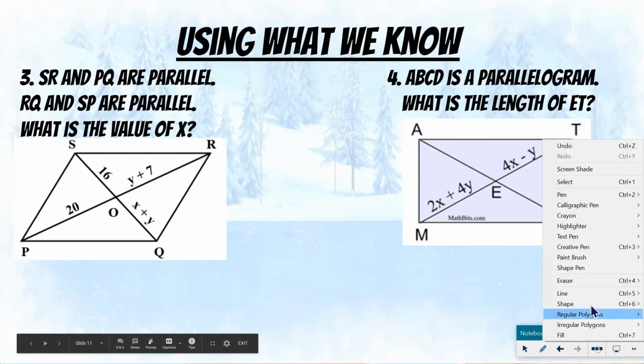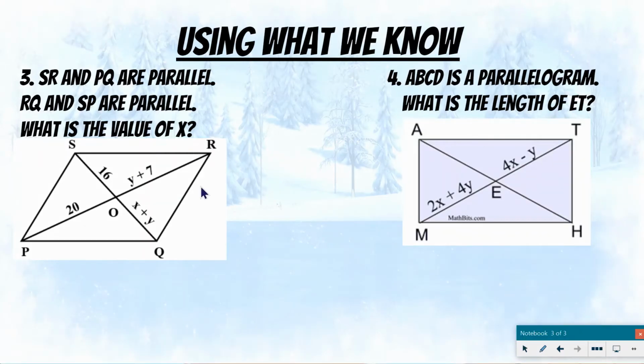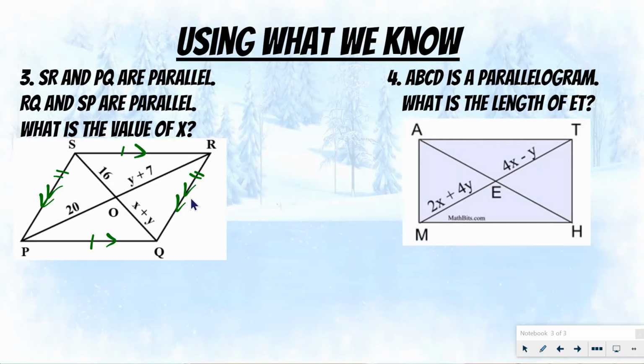All right, SR and PQ are parallel, and RQ and SP are parallel. So we have a parallelogram. We have two pairs of parallel sides, which tells me a lot actually: that these are congruent. These are congruent. Also tells me that the diagonals are being bisected.